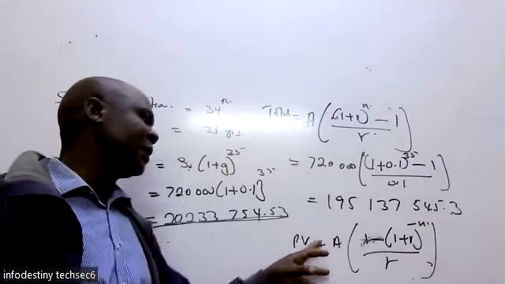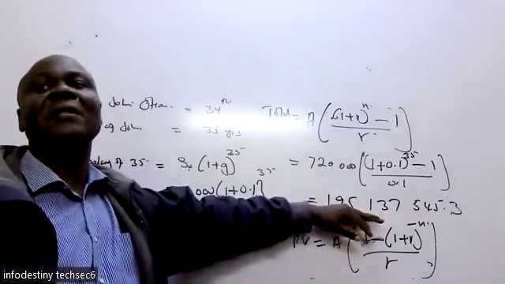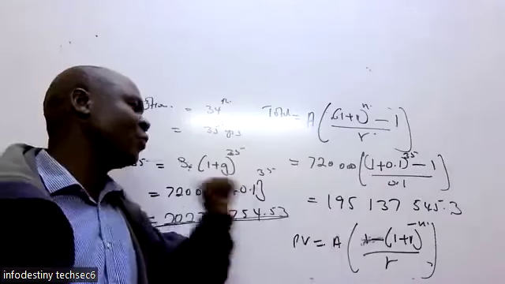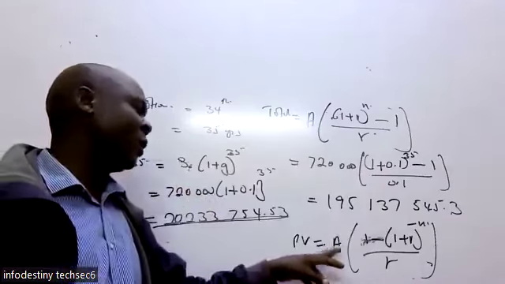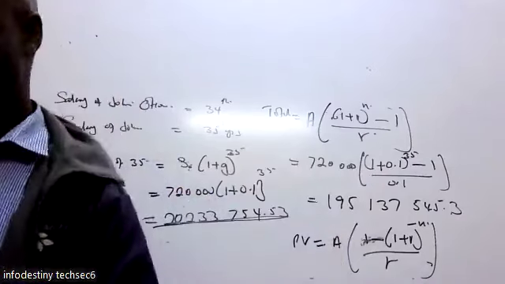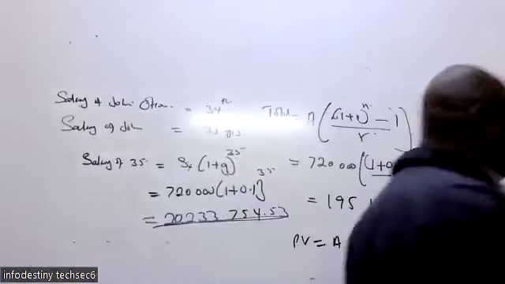Now, if you are told that the person is going to get this particular amount after a certain number of years, and they want you to find out what will be the annuity amount, then we get this, which is A. Now, 5 minutes.